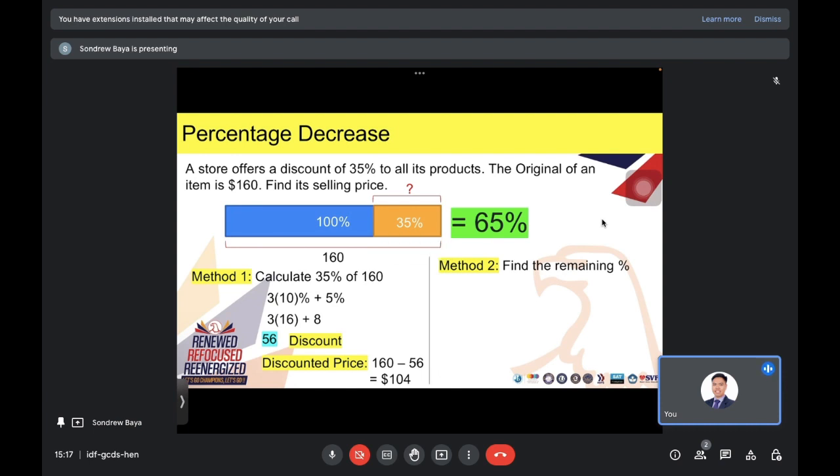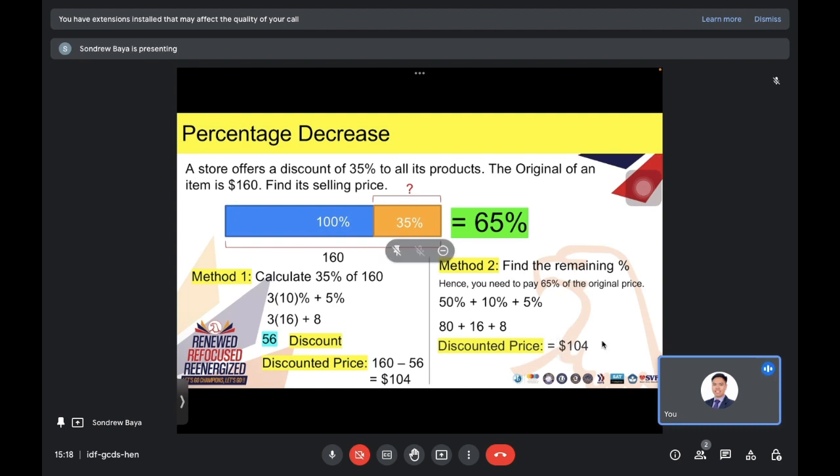Therefore, since you are only paying 65%, we can calculate 65% of 160, and that is what you are supposed to pay. So 65% can be broken into 50 plus 10 plus 5%, by which 50% is 80, and 10 and 5 were already computed previously, so that will be 80 plus 16 plus 8, which gives us $104. See, we were able to directly find the selling price or the discounted price, $104. This is the difference between method 1 and method 2.